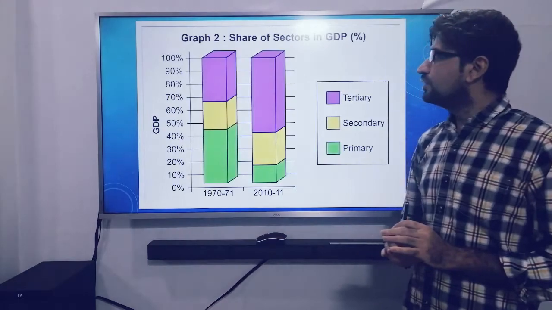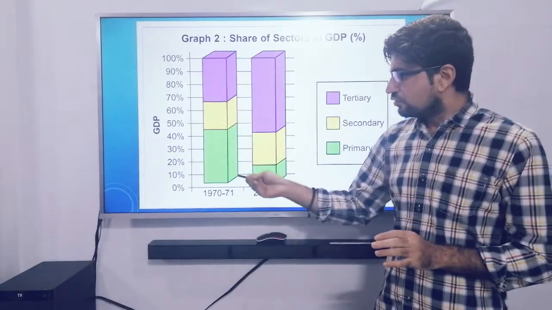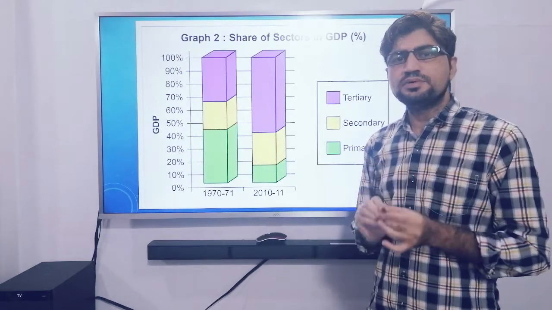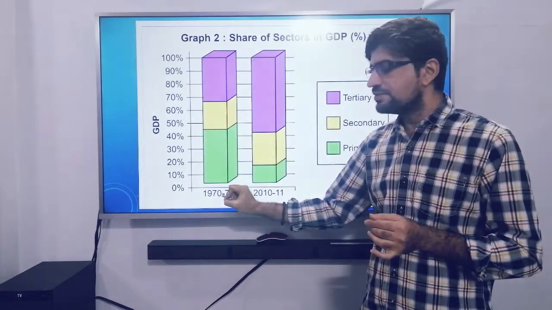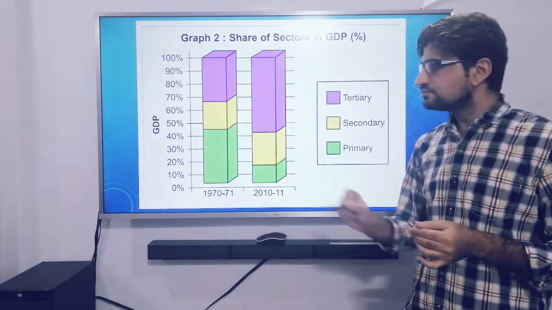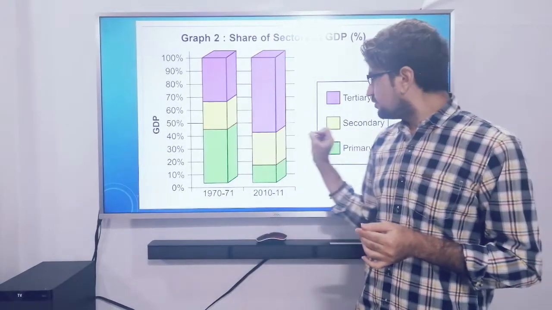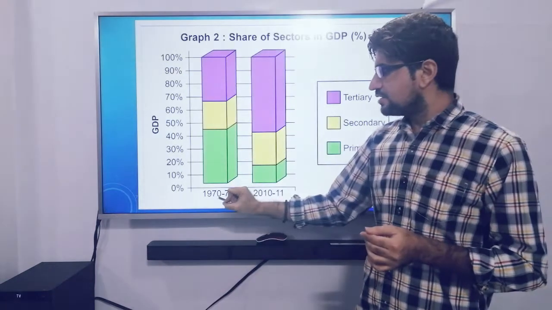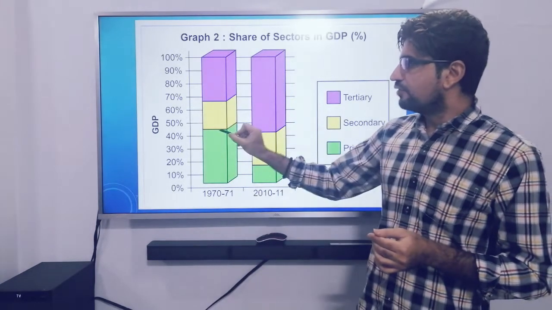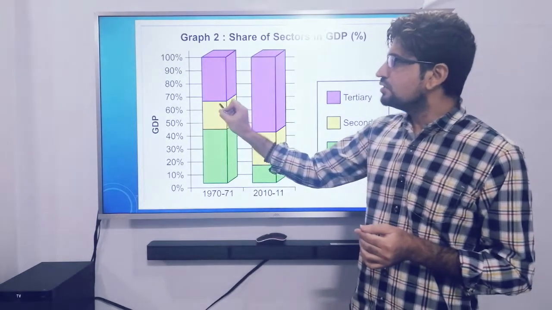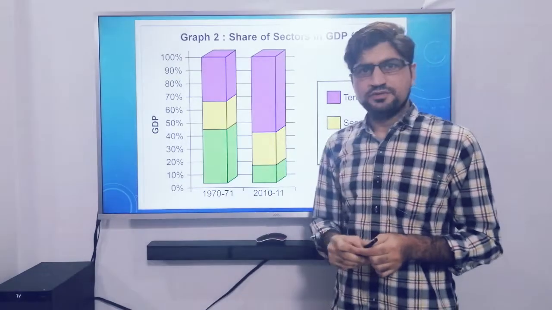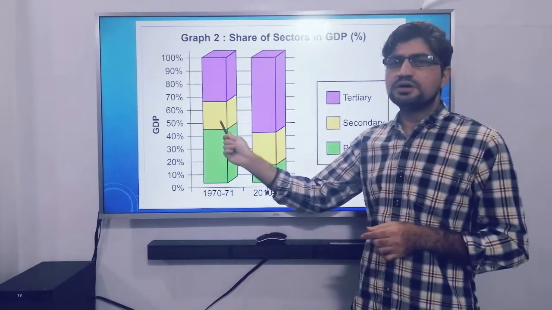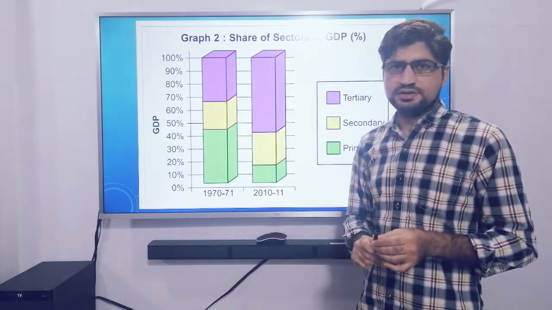45% of total GDP. So clearly, the primary sector was the most important sector during 1970-71. Next, the contribution of the secondary sector during the same year: 45 to around 65. So the contribution of the secondary sector was about 20%.